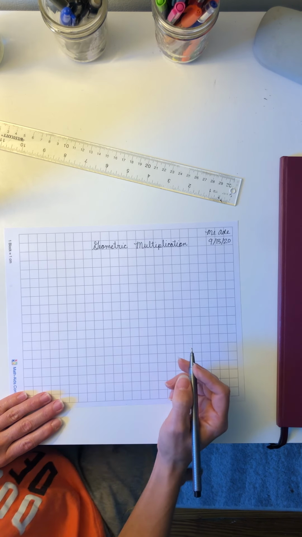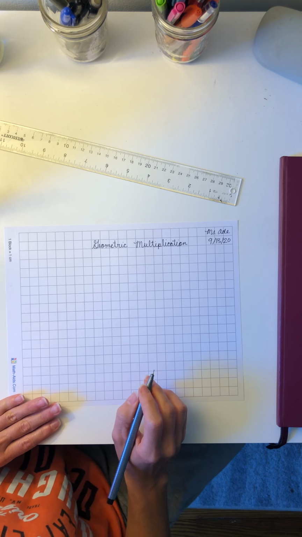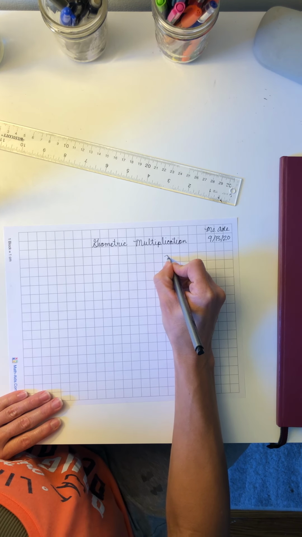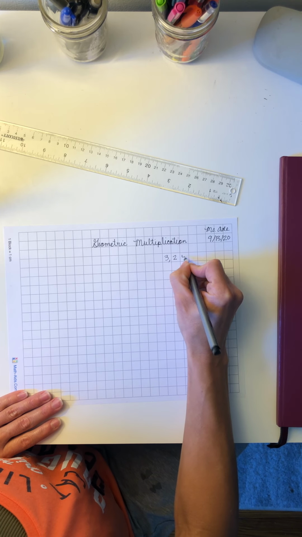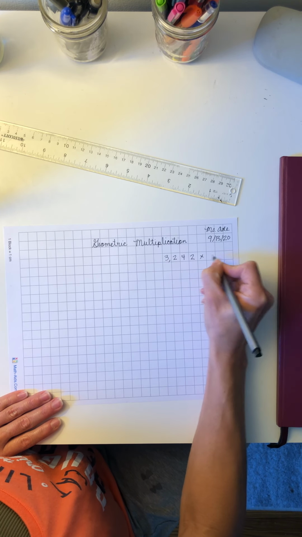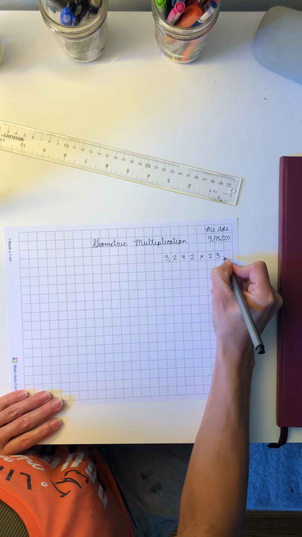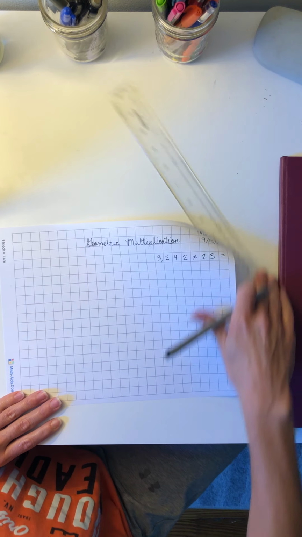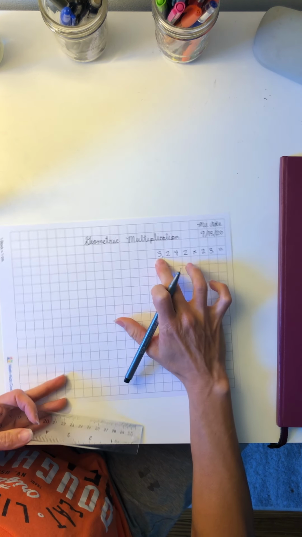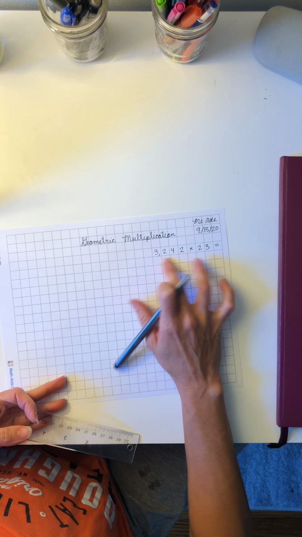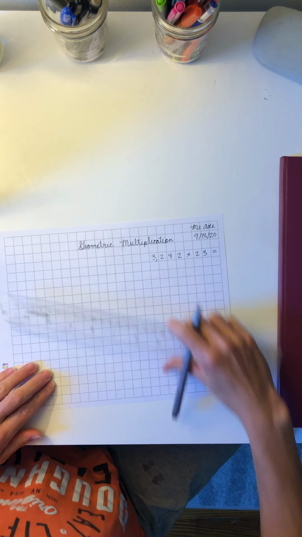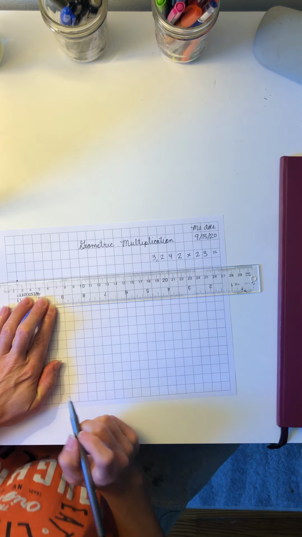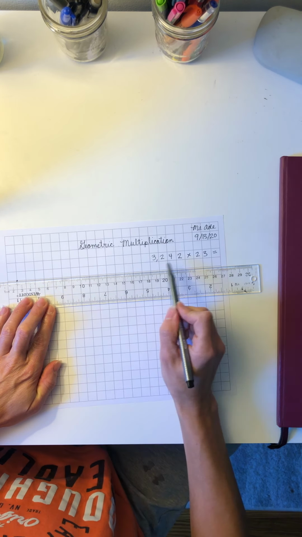Okay, so we can use graph paper or an area to find out how to do multiplication. So the problem I'm going to do today is 3,242 times 23. All right, and we're going to find out what that is. So the first thing I need to do is put out my multiplicand. The multiplicand is this number here, 3,242.